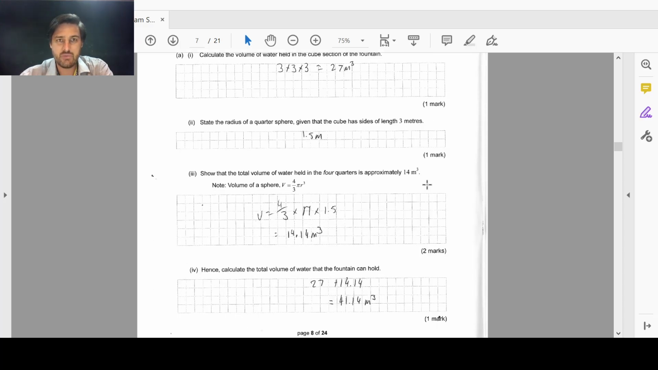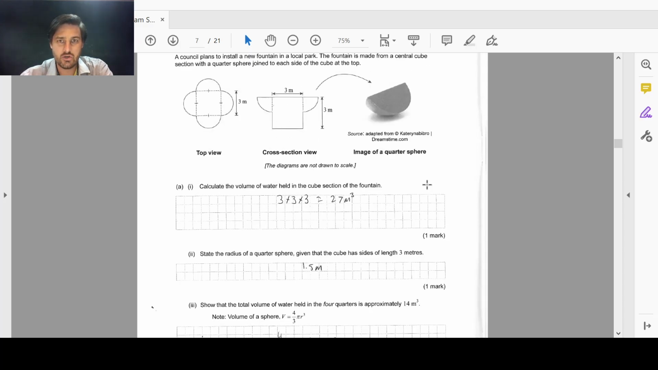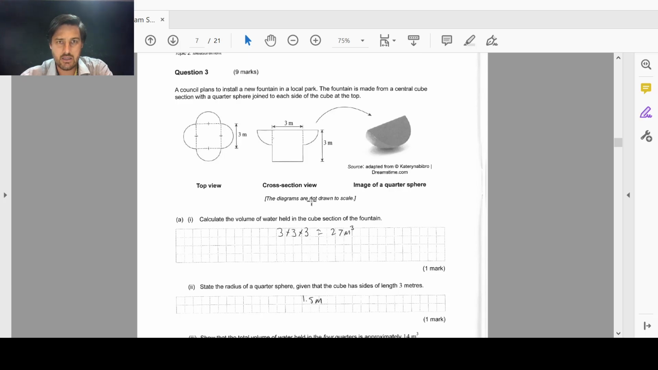All right. Getting to the last bit of measurement. So this one here, they are asking you to, oh, this is a tough one. Well, kind of.